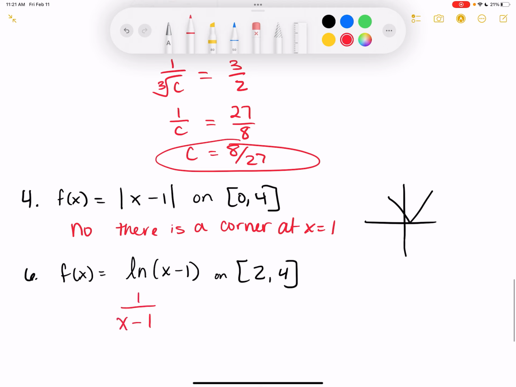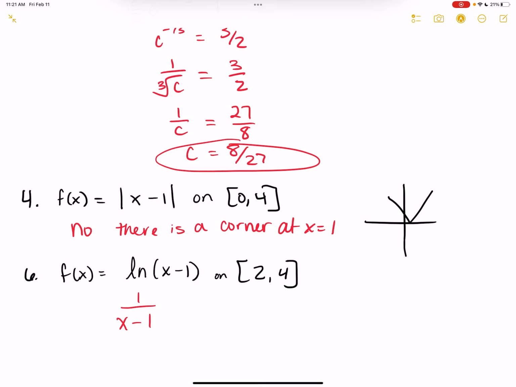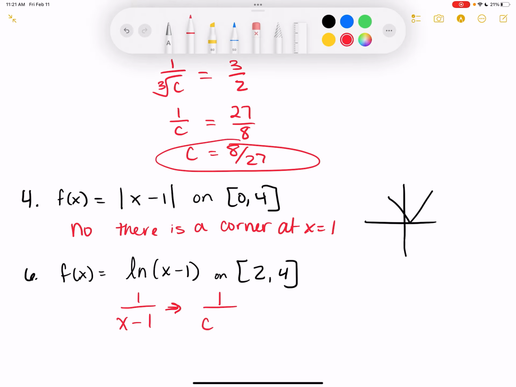If there was a number in front of the x or x was raised to a power, obviously we'd multiply by whatever that derivative is for the chain rule. But it's just 1 over x. We want it in terms of c. So it's 1 over c minus 1 is equal to f of b, which is 4, so the ln of 4 minus 1, the ln of 3, minus f of a, which is at 2, so the ln of 2 minus 1, so the ln of 1, all over b minus a, which is 4 minus 2.